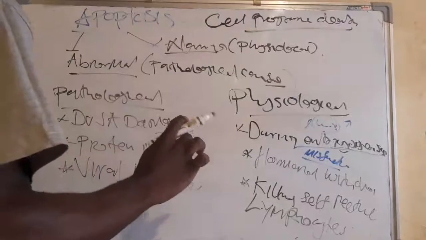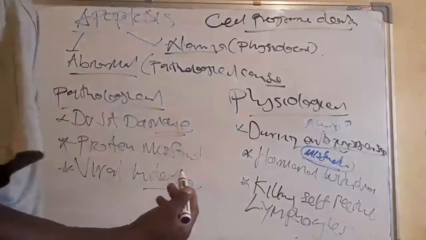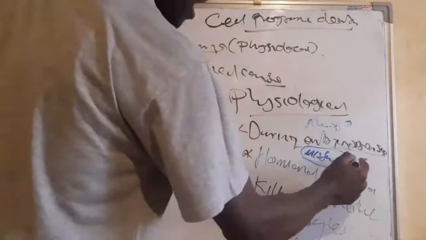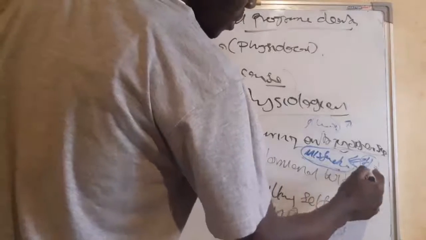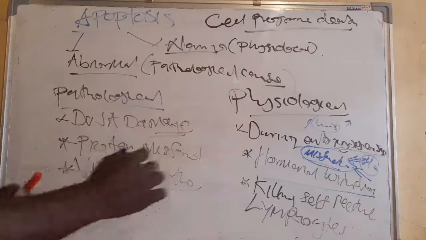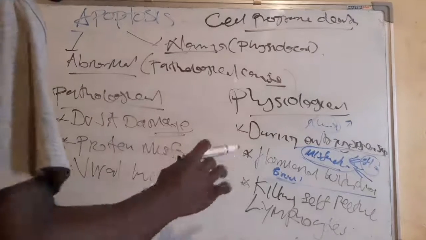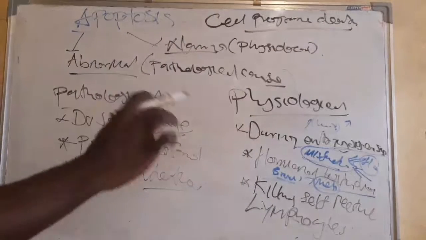As they become dysfunctional, meaning they can't continue being in our body, they have to be killed. So these cells are killed by the process of apoptosis. And also, when we talk about hormonal withdrawal, we're talking about the breakdown of the endometrium, which leads to menstruation, due to the withdrawal of estrogen.